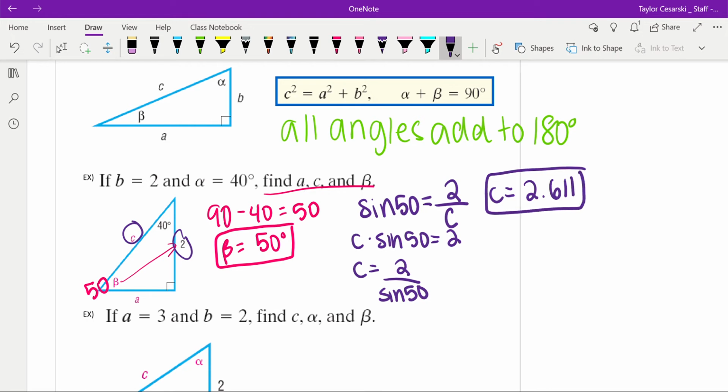Okay. Now you have a couple of options here to find side A. You can either use Pythagorean theorem because you have two sides, or you can use trig again. The only thing is if you use Pythagorean theorem, make sure you use this exact side length. So I'm going to use Pythagorean theorem. So 2 squared plus a squared equals 2.611 squared. Just make sure you stored that value in your calculator. So 4 plus a squared equals 2.611 squared. And then take the square root. And you should get a equals 1.678.